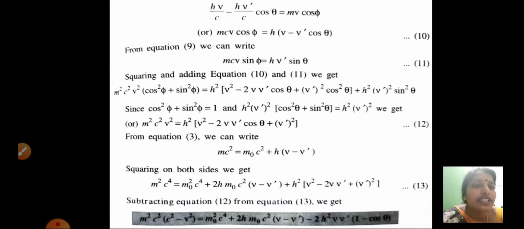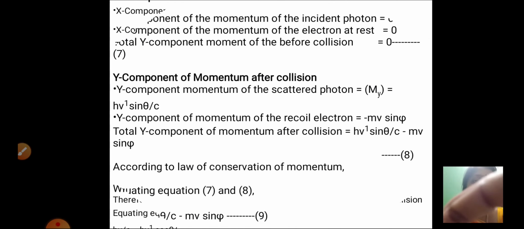From equation 3 we can write the energy before and after collision. Simplify this equation: mc squared equals m naught c squared plus h into nu minus nu dash. Equating 1 and 2, we prove the third equation.